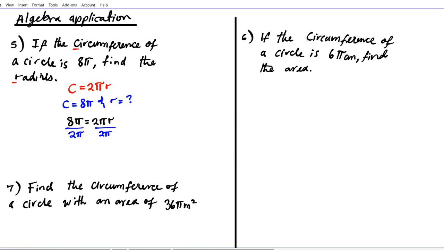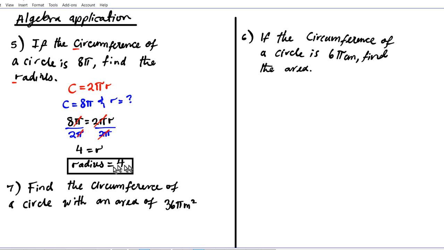Okay. On the right side, the 2 pi's divide out nicely. On the left side, the pi's divide out. And then 8 divided by 2 is 4. Okay. So your radius is 4 units. So that's basically working backwards. With the circumference, you can actually find out what the radius is.